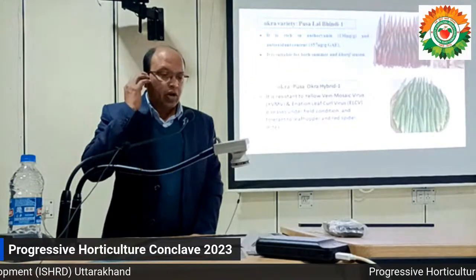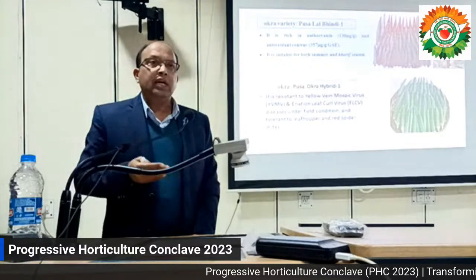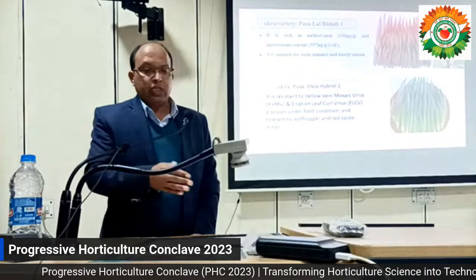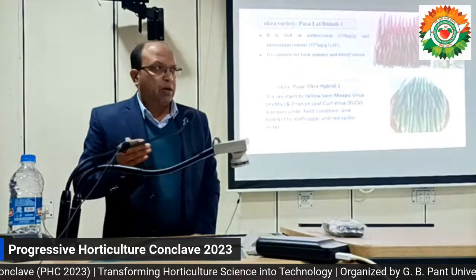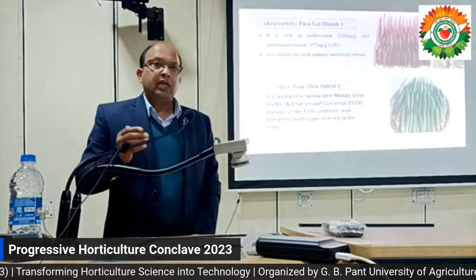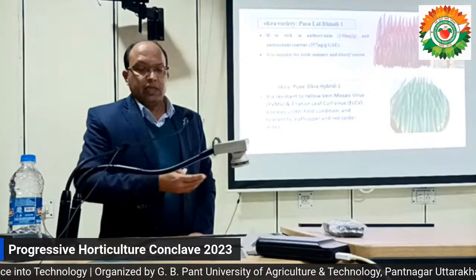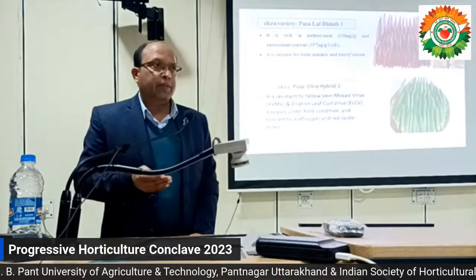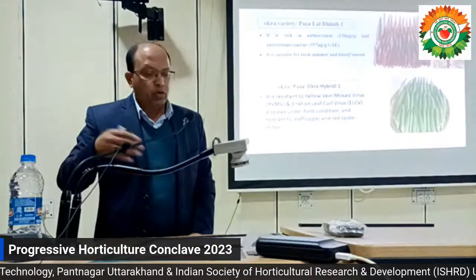And now we have developed Pusa Lal Bhendi 1, because in the last 2 years red okra has become very popular, as it is a rich source of anthocyanin. Earlier, Pusa Lalima was also developed from IIVR, but this variety has 2 times more. That one contains anthocyanin at 65 micrograms per gram, or 65 ppm. Our material has 130 ppm, almost double.